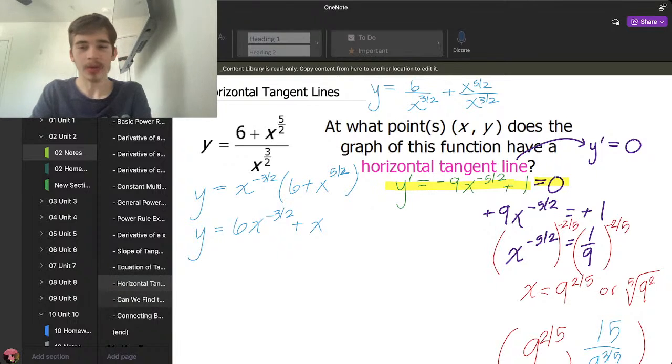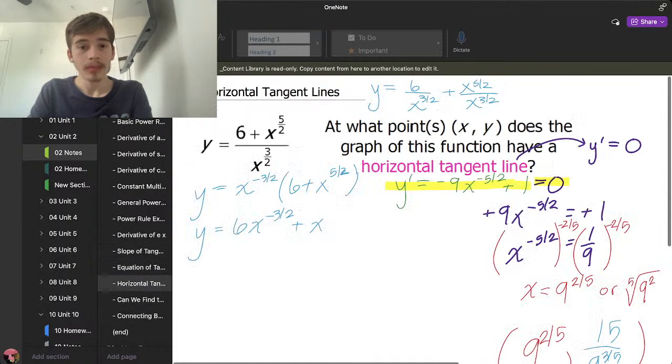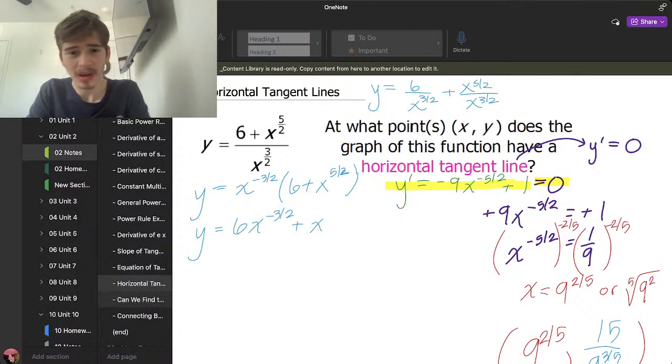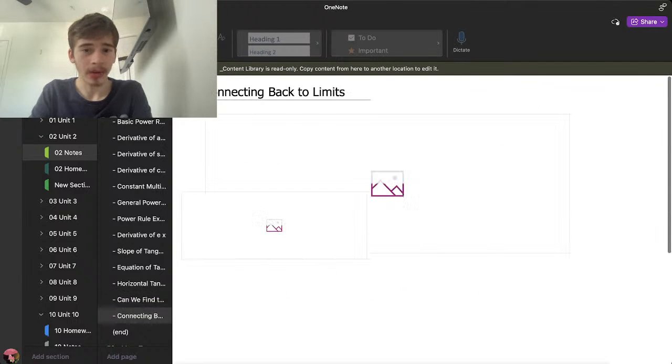Yeah, always use point slope. Point slope comes in handy. Horizontal tangent lines, pretty easy. Take your derivative. This one's kind of tough. No, it's not. Can we find the derivative? Okay, I'll get to that.